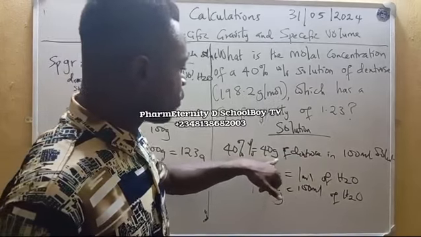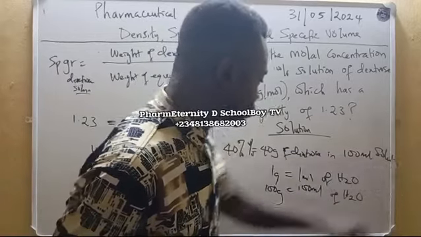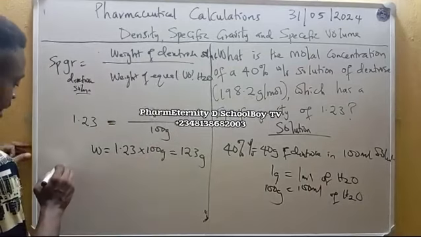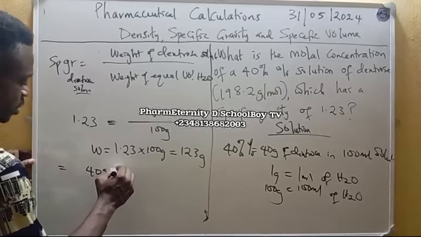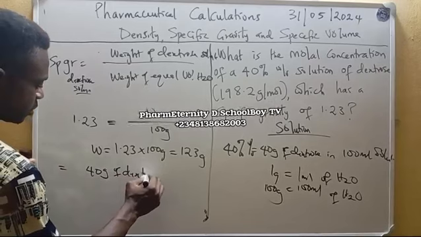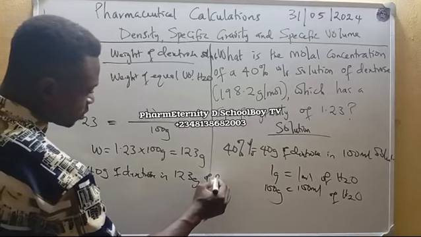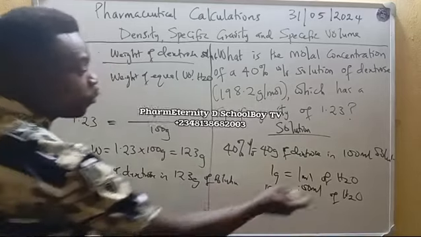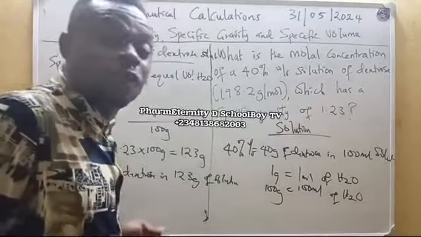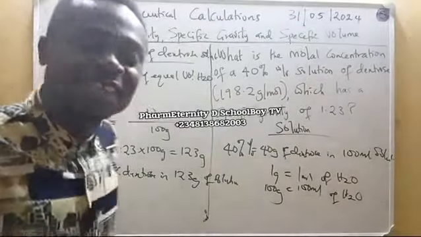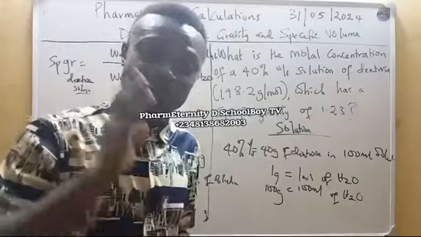40 gram of dextrose in 100 ml solution. This also implies that 40 gram of what? Dextrose is found in what? 123 gram of the what? Solution. We move this 100 ml to what? Weight. We have moved the 100 ml to the weight of the solution, because we want to find out the actual weight of the solvent in which the dextrose was dissolved.